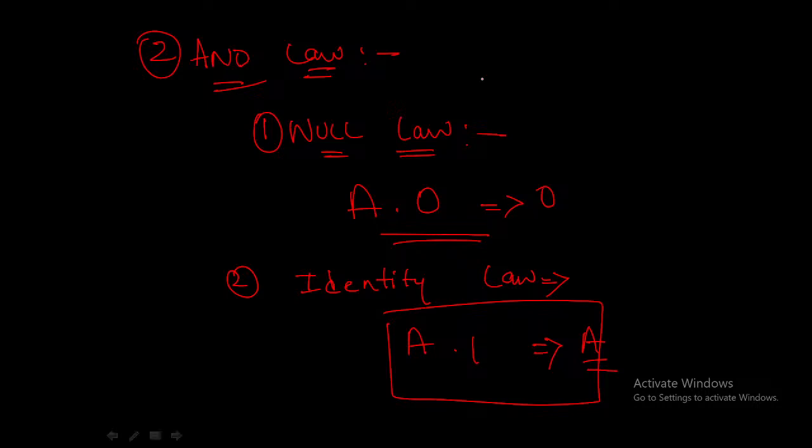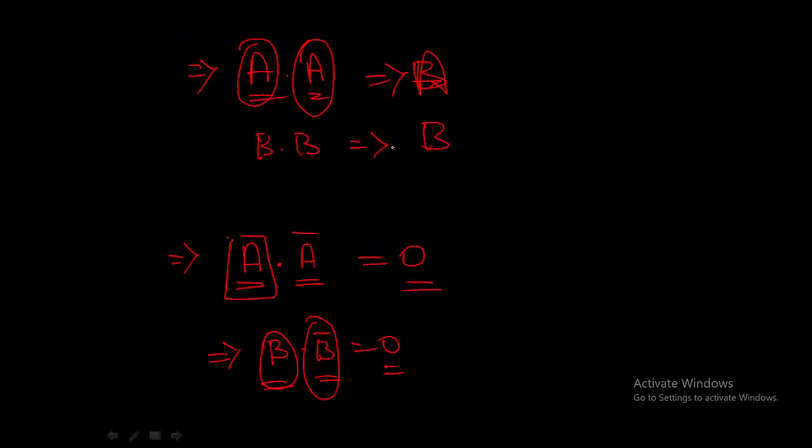One is null law: if you multiply any variable with 0, the output is 0. If you multiply any variable with 1, the output is the same variable. If you multiply a variable with itself, the output is the same variable. And if you multiply any variable with its complement, then the output will be equal to 0. Okay, next.